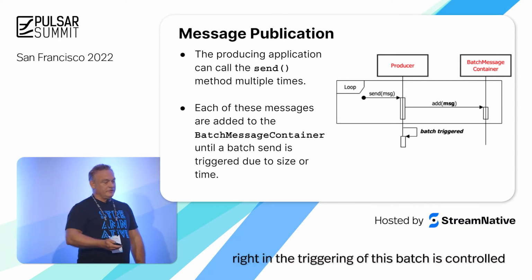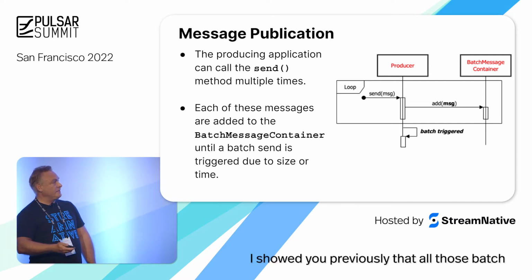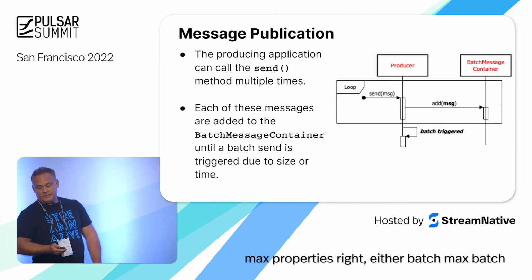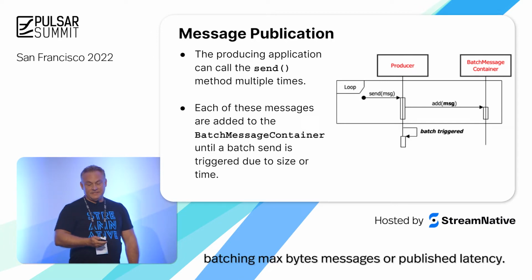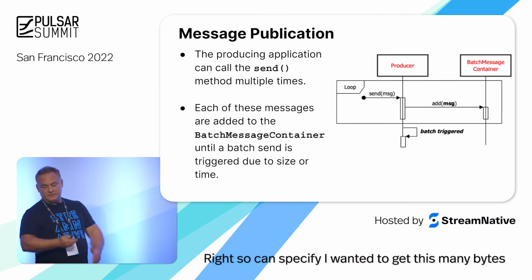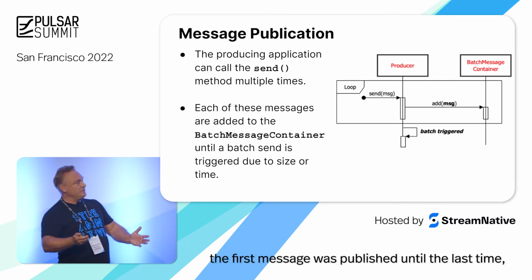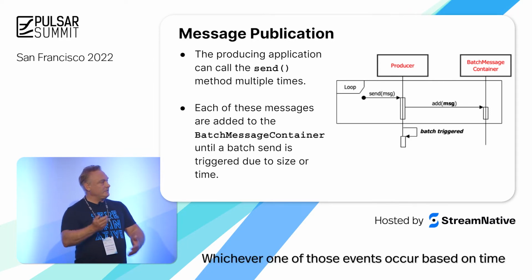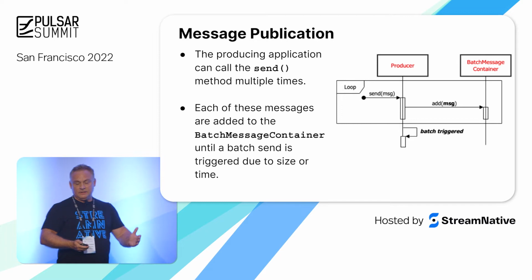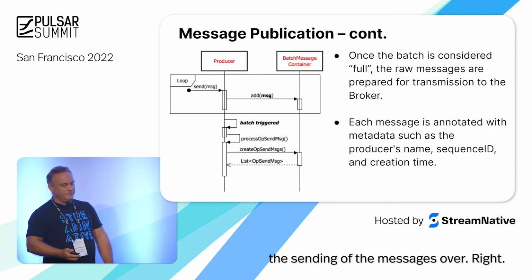And the triggering of this batch is controlled by those various settings I showed you previously with all those batch max properties, right? Either batching max bytes, messages, or publish latency. So you can specify, I want it to get this many bytes or this many messages, or from the time the first message was published until the last, which is your publish latency. Whichever one of those events occurs, based on time, that considers the batch full, and that's what triggers the sending of the messages over.